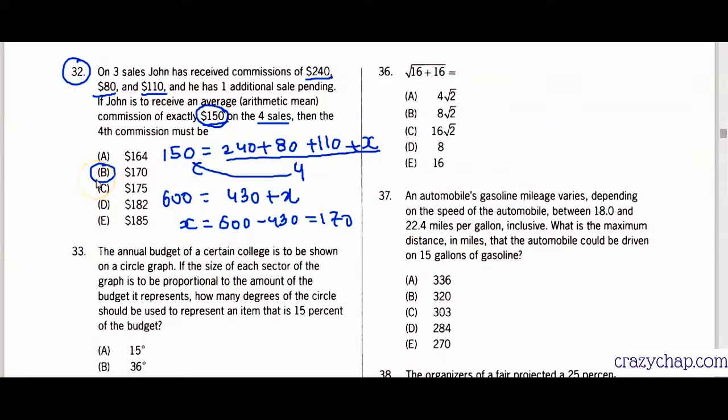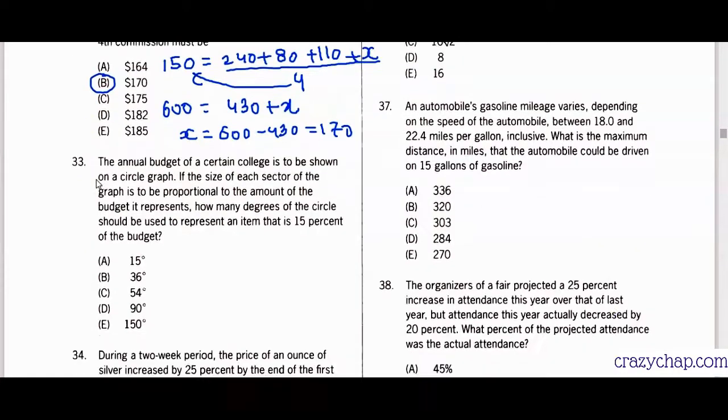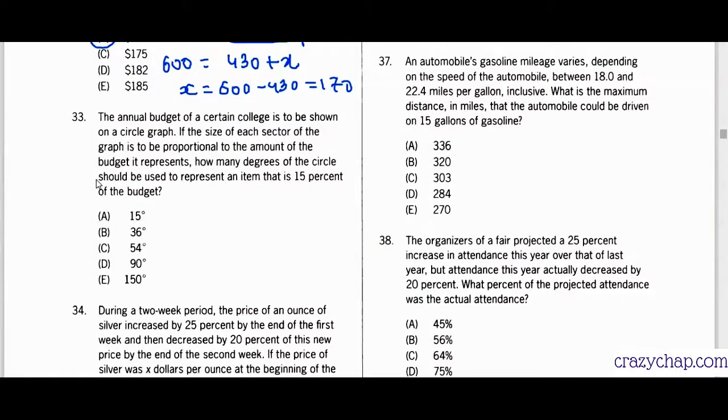Fine. Let's do question number 33. The question says the annual budget of a certain college is to be shown on a circle graph, if the size of each sector of the graph is to be proportional to the amount of budget it represents. So basically they are talking about a pie chart. How many degrees of the circle should be used to represent an item that is 15% of the budget? So the question is, on a pie chart, what is the degree for 15%?